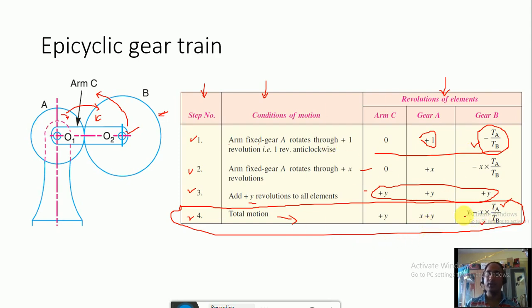If we want to find X and Y, which means the speeds, the revolutions of gear A will be equal to X plus Y. Once you get X and Y, we can easily find the rest. And this X plus Y is very simple to find. We are going to solve many problems in the coming video lectures.